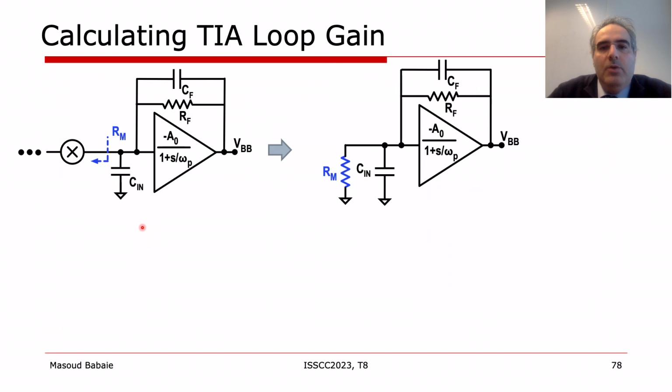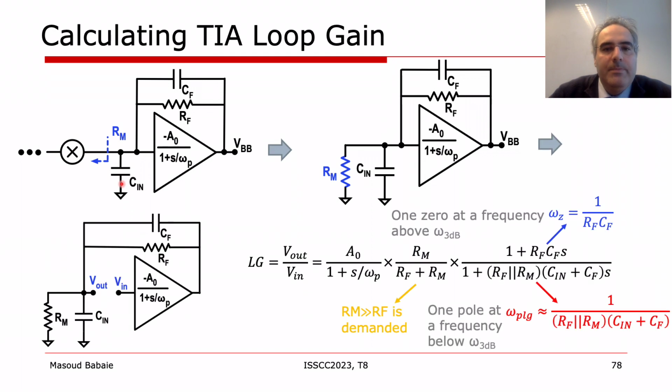Let's calculate the loop gain of the first order transimpedance amplifier. Here Rm is the load resistance seen at the baseband port of the mixer. To calculate the loop gain, we need to break the loop at the input of the amplifier and calculate the Vout over Vin transfer function.